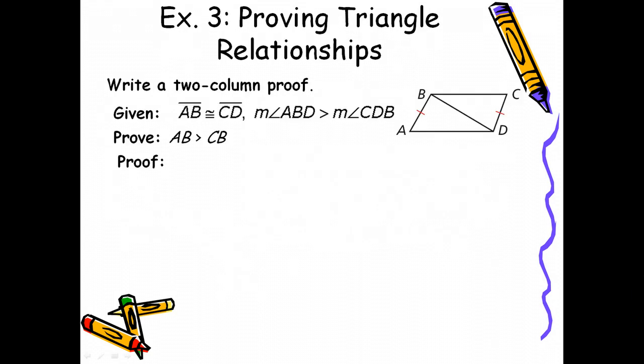Let's look at another example. We want to write a 2-column proof given that AB is congruent to CD and the measure of ABD is greater than the measure of CDB. We want to prove that AD is greater than CB.